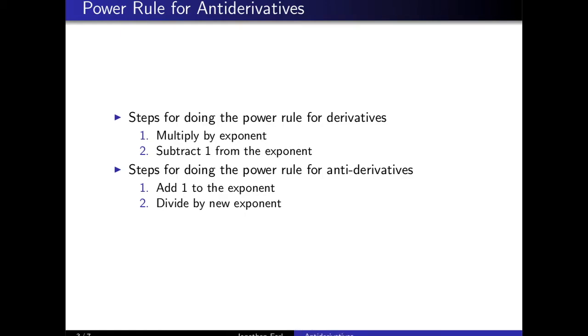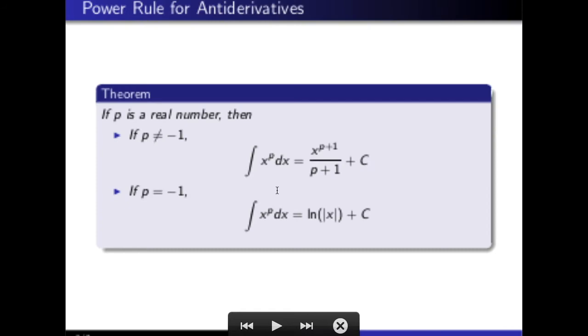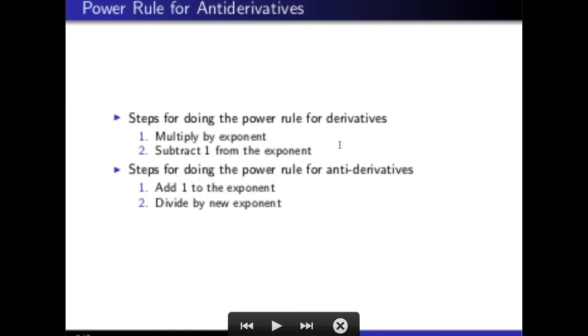Okay, so let's think about the steps that we're doing here. When we would do our power rule for derivatives, we would take the exponent from our expression, multiply it out in front, and then subtract 1 from the exponent. What we're doing here to come up with our power rule for antiderivatives is adding 1 to the exponent and then dividing by the new exponent. So we started with x to the p, we add 1 to that power and get p plus 1, we then divide by that new power.